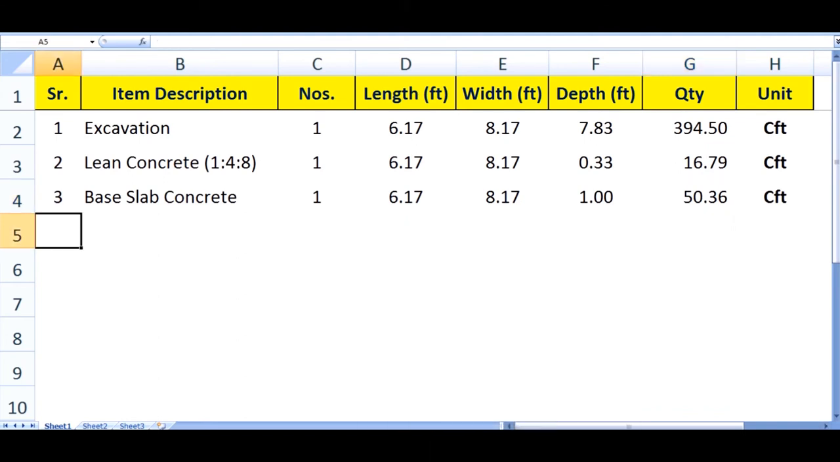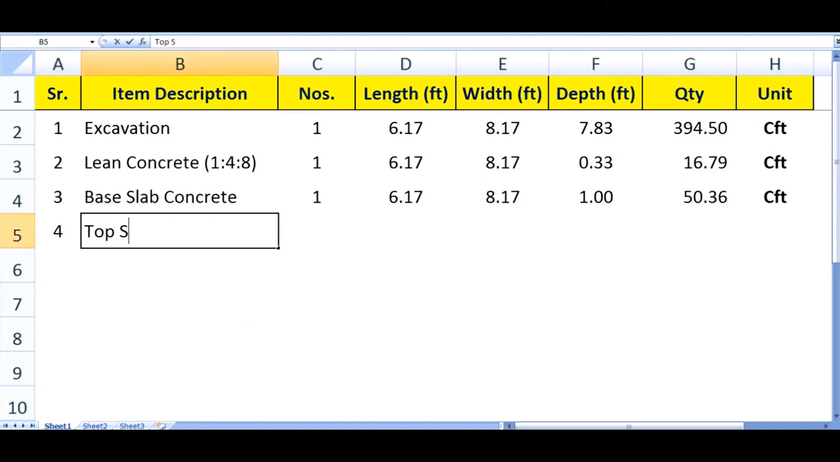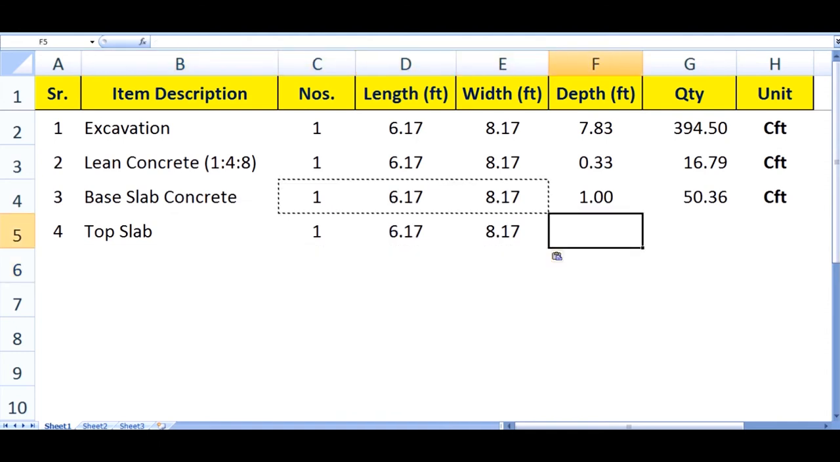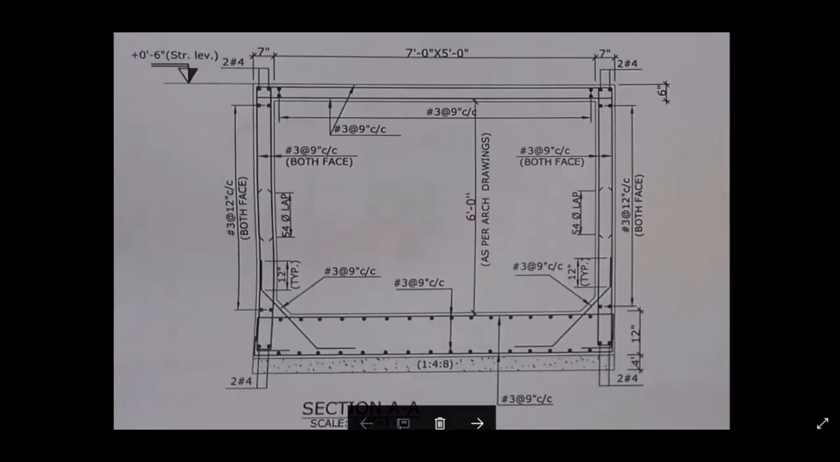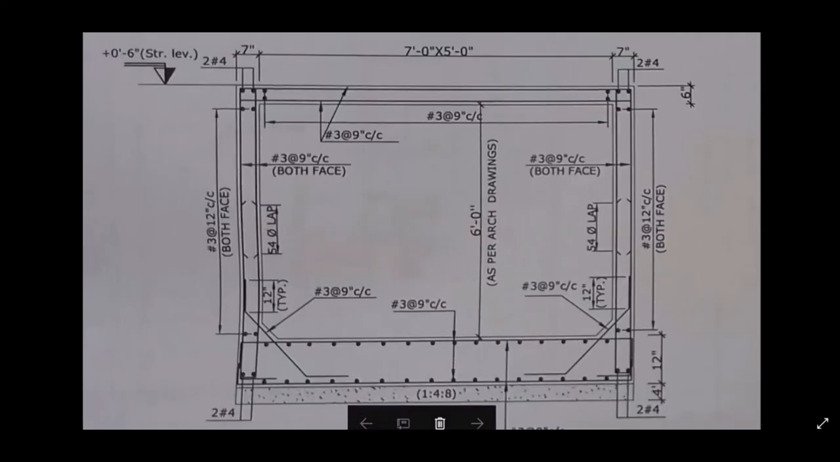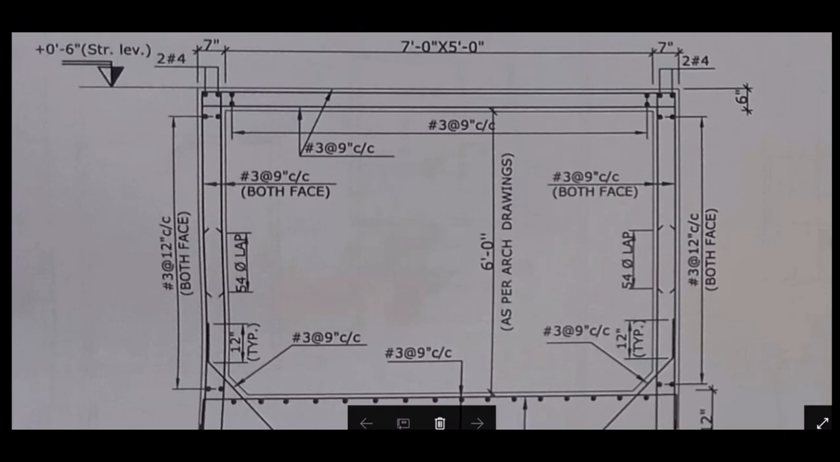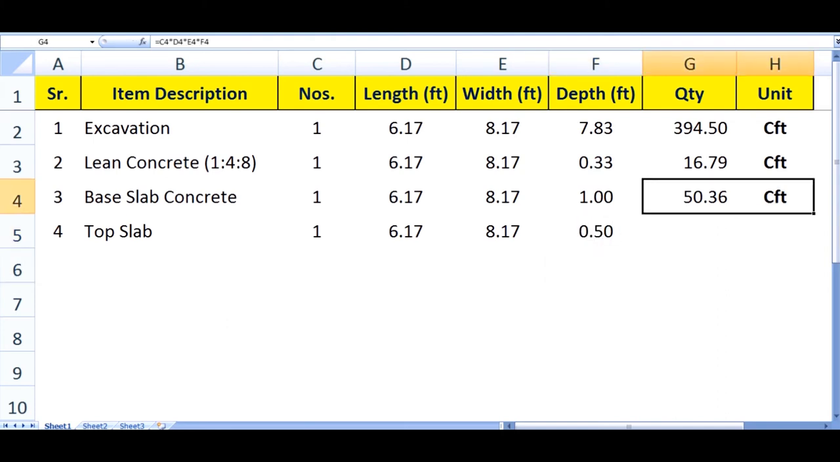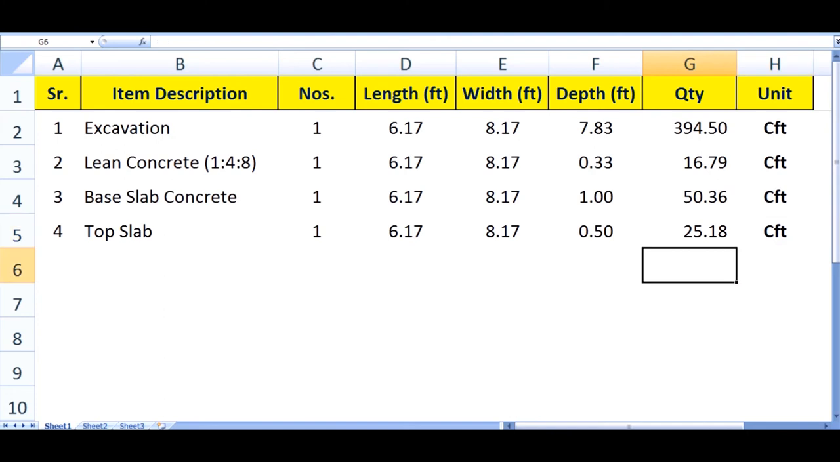After base slab, the other item will be top slab. For top slab, the dimensions will be the same, only the depth will be changed. The depth of the top slab is 6 inches thick. You can see on the right side. So we write here 6 inches by 12 to convert this dimension into feet and multiply all these quantities.